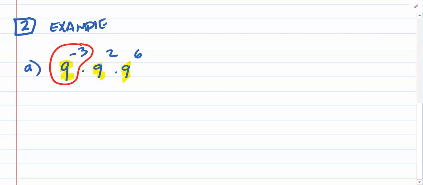So I'm going to make the move. This is going to go down on my fraction. So I have 9 squared times 9 to the 6th, all divided by 9 cubed. So far, so good? Okay, good. Now, what is 9 squared times 9 to the 6th?